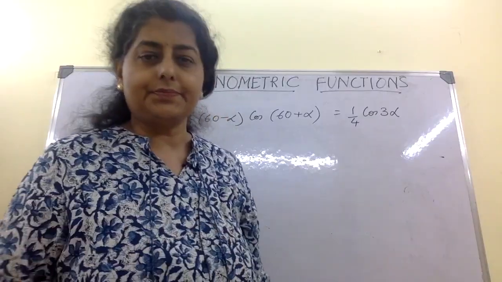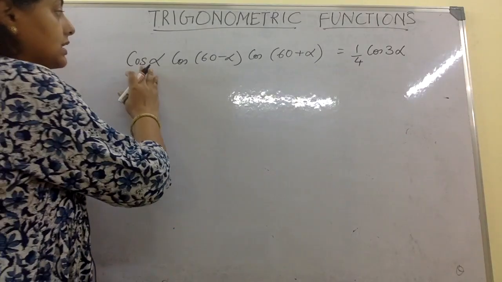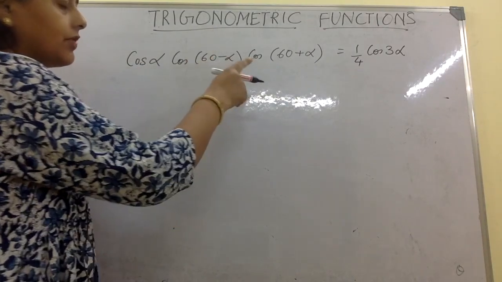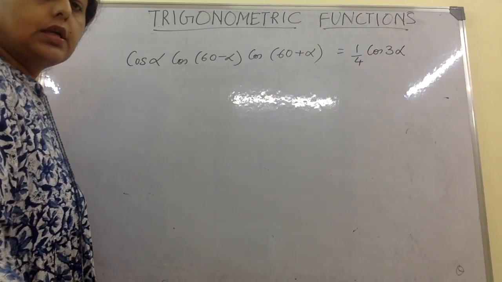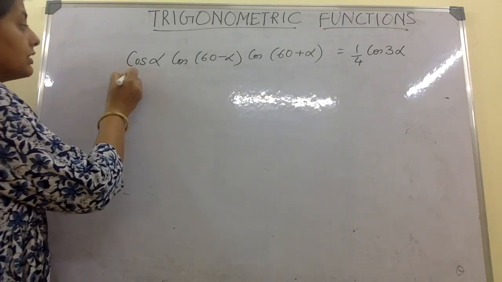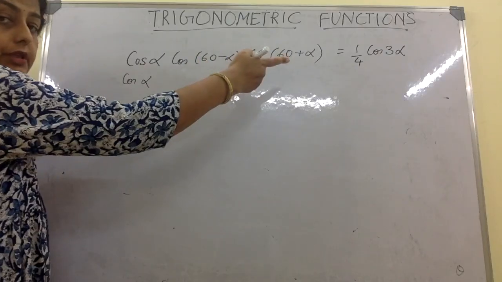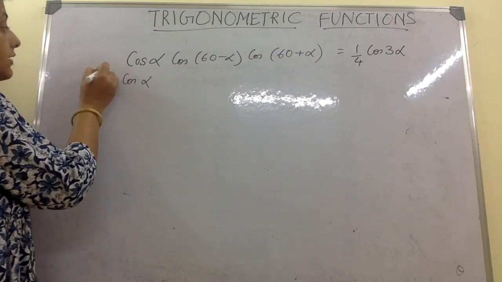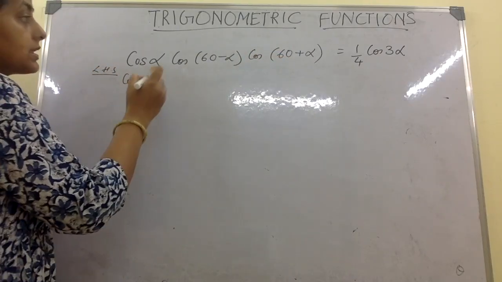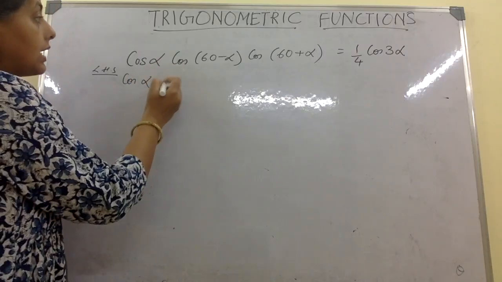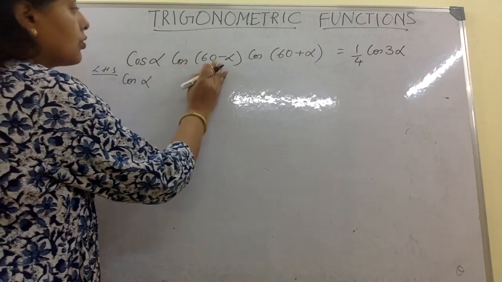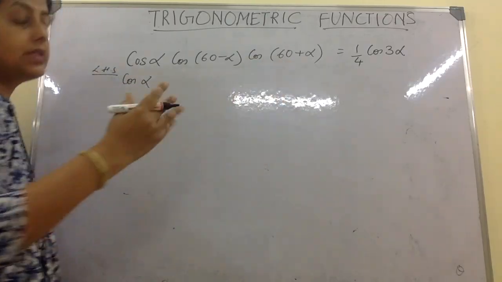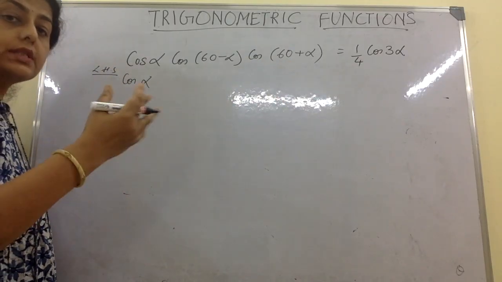Okay, so let's see. Trigonometric functions, now it says cos alpha, cos(60 minus alpha), cos(60 plus alpha). Now here cos alpha we'll just write like this and we'll have to prove that. We have to prove that, left hand side. Okay, we'll start always from the bigger side, and here this is like cos c cos d.